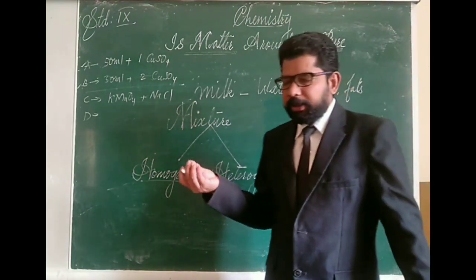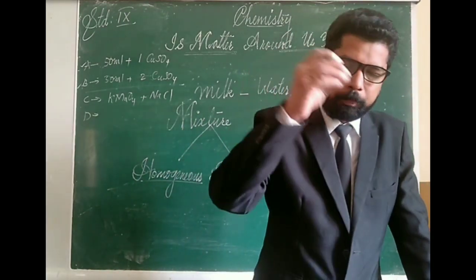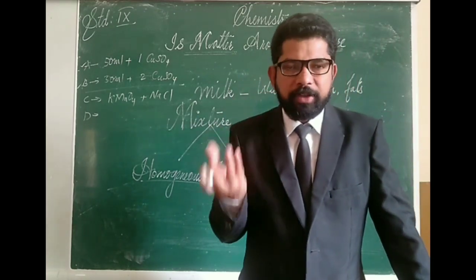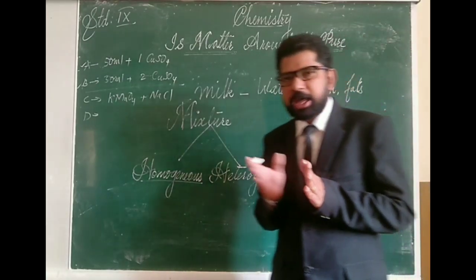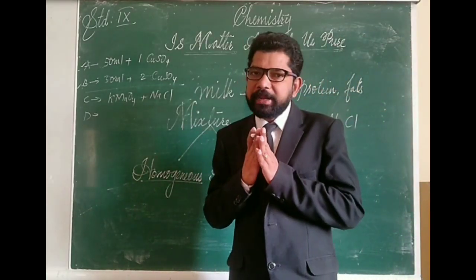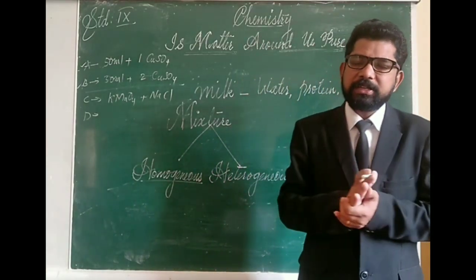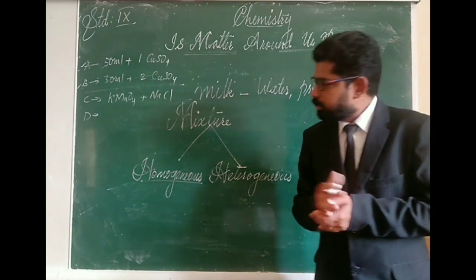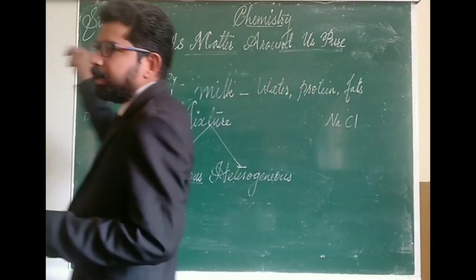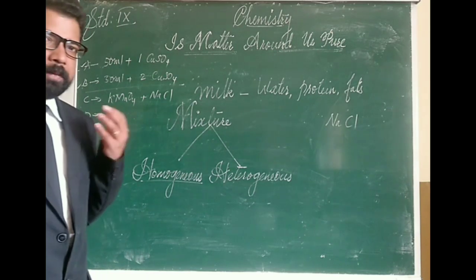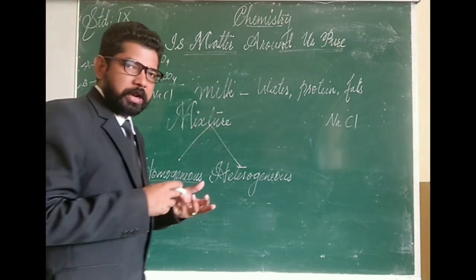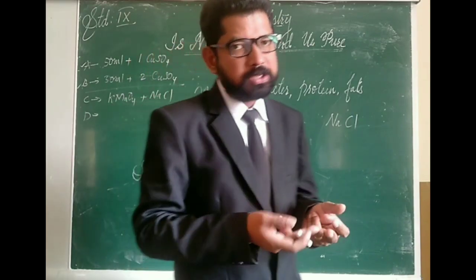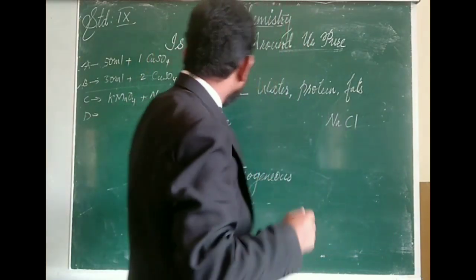We can also take one glass of water and add a spoon of salt. We get the salt solution. The salt dissolves in the same way and is distributed equally everywhere in the water. So we can say that these are homogeneous mixtures. Examples of homogeneous mixtures are sugar in water and salt in water.